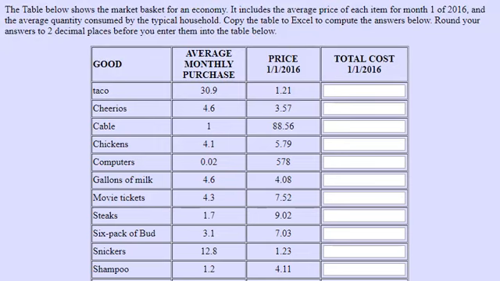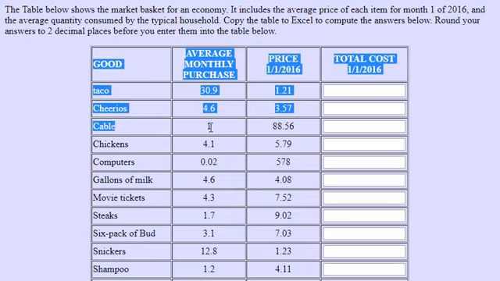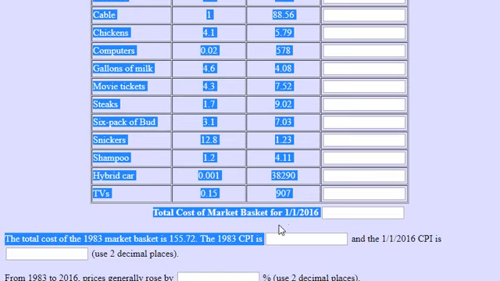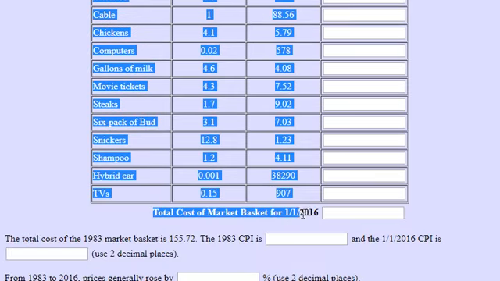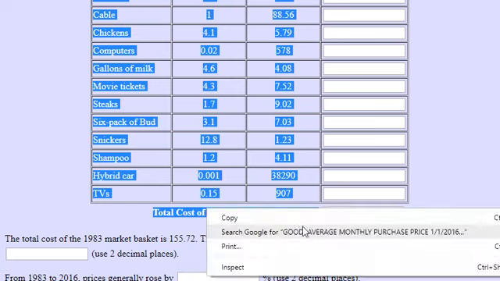In question 2, we're going to calculate the cost of a hypothetical market basket of goods. And this dollar cost is the foundation of how, in an intuitive sense, the government calculates the consumer price index. So the first thing we want to do is copy the table down here, like we did before, into Excel.